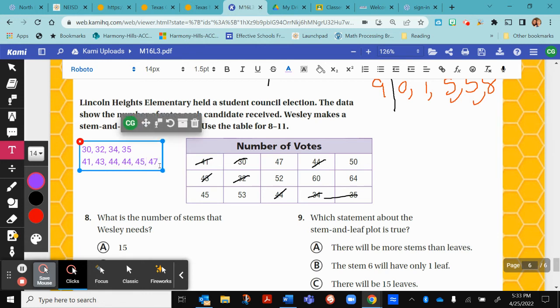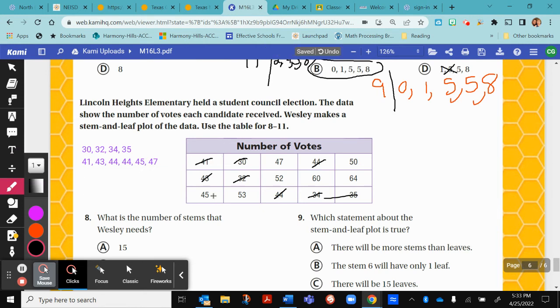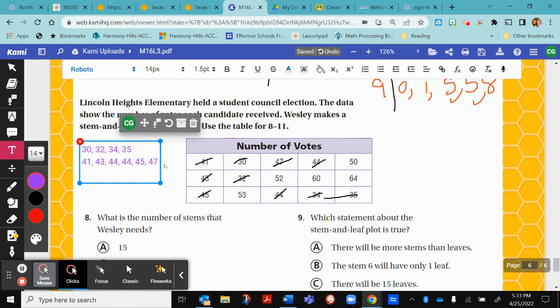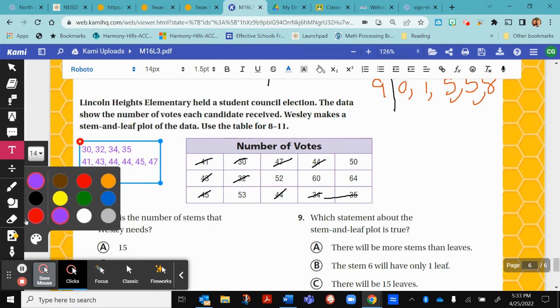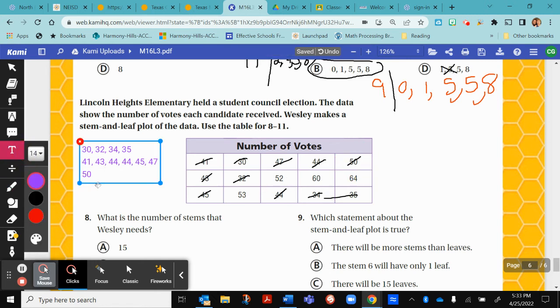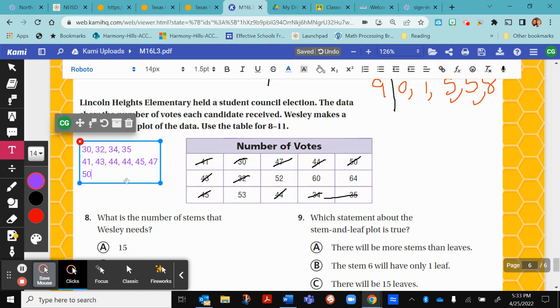Okay, we're done with my 40s. So let me go ahead and cross those out, and the 45 and then 47. Now I'm going to my 50s, or stem 5. So here I have 50. Cross that out. 52 and 53. So I'm going to come back over here and I'm writing out 52 and 53.